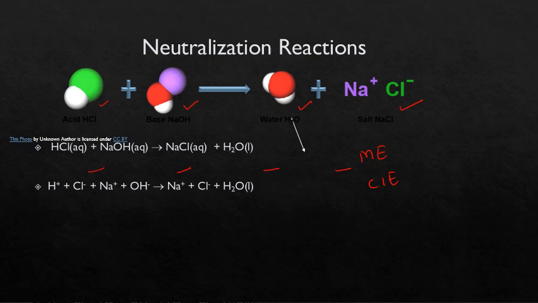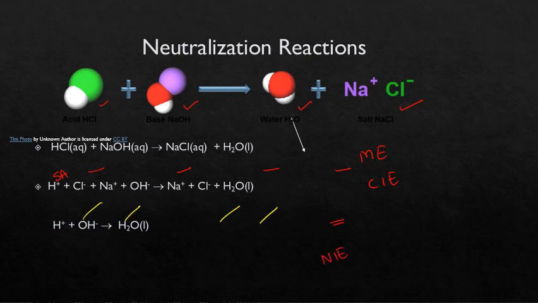So it is going to split because it is a strong acid. So H plus, Cl minus, Na plus, OH minus, and Na plus and Cl minus on the product side, and water we cannot split because it is a pure liquid. And now we can see the spectator ions, which look the same on both sides: Na plus, Cl minus. We are going to take those spectator ions off and write our net ionic equation.